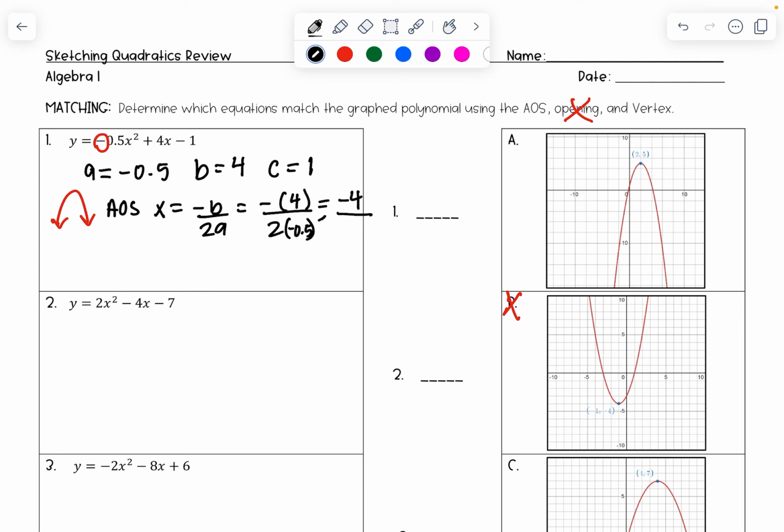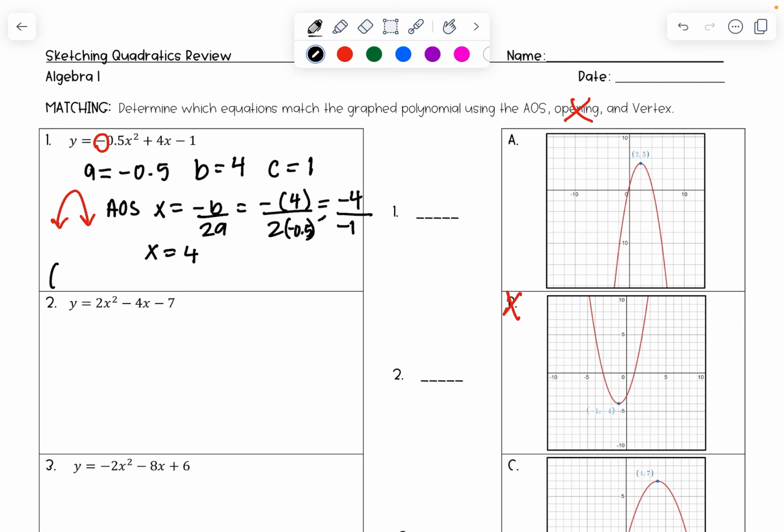2 times negative 1/2 is just going to result in negative 1. I think of cutting 2 in half. 0.5 is the same thing as 1/2, so cutting 2 in half is 1, and then there was a negative sign. Negative 4 divided by negative 1 leaves us with X equals 4.